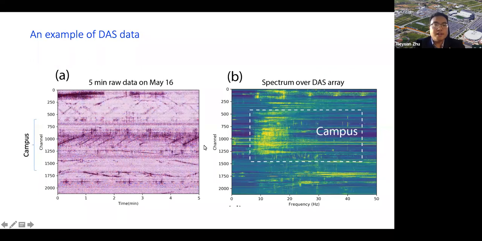Let me give you one example of this DARS data. This is channel number 600 to 1600. This part is on the campus, and this is outside the campus. You may find some very strong events. These are associated with vehicles. This is a very typical noise condition across State College, a little bit noisy on the two sides and also in the middle.